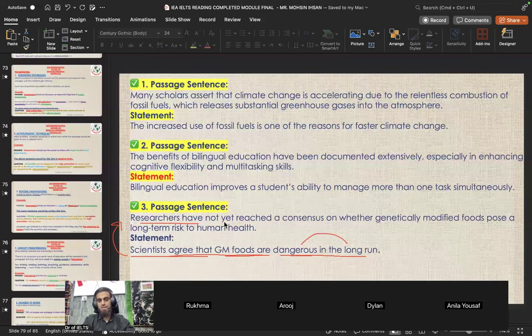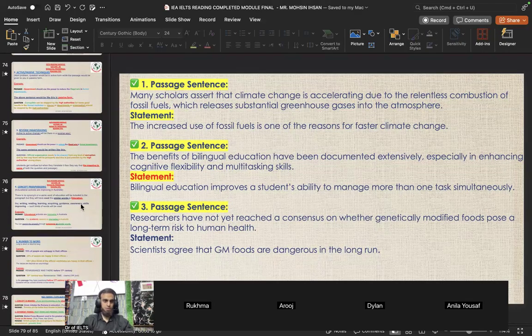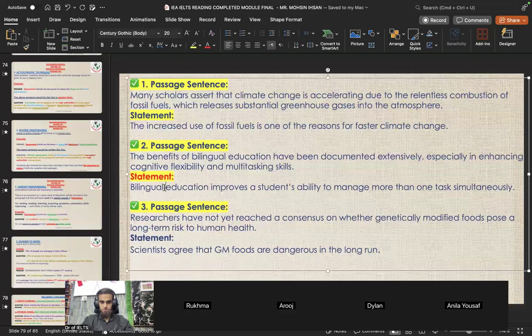Now, researchers have not yet reached a consensus on whether genetically modified food poses a long-term risk to human health. Think about it. It's false. Why? Because the question mentions agree and the passage says not yet reached. Good. So that means it is false. Very good. It is not yet researched. Very good. Okay, let's see one more.